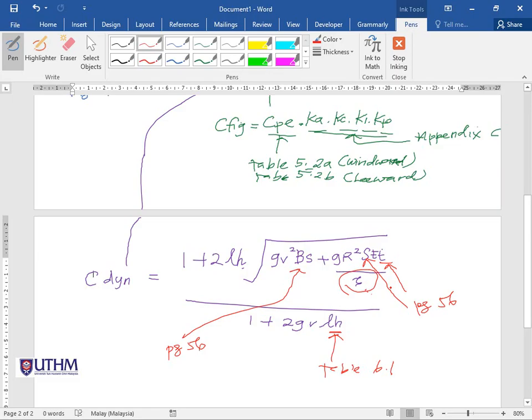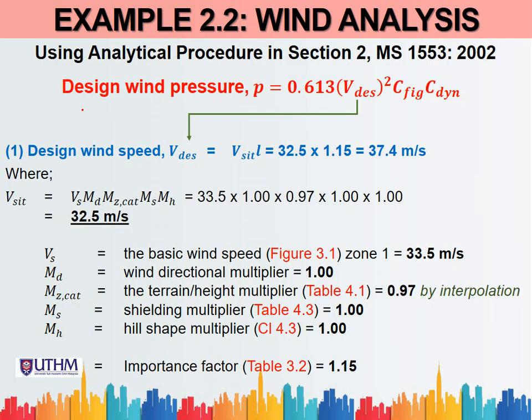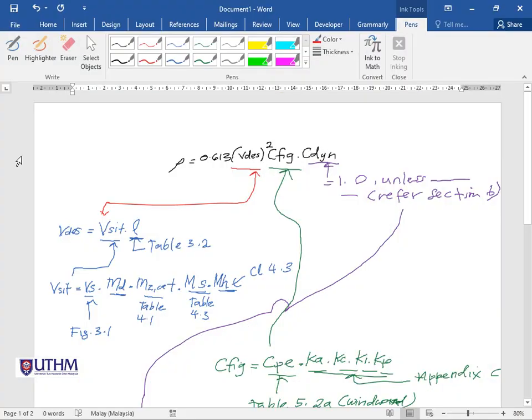Okay, so we return to this slide. So design with pressure using this equation. So first, determine the design wind speed. So kita determine this one first. So this is the first value to be determined.